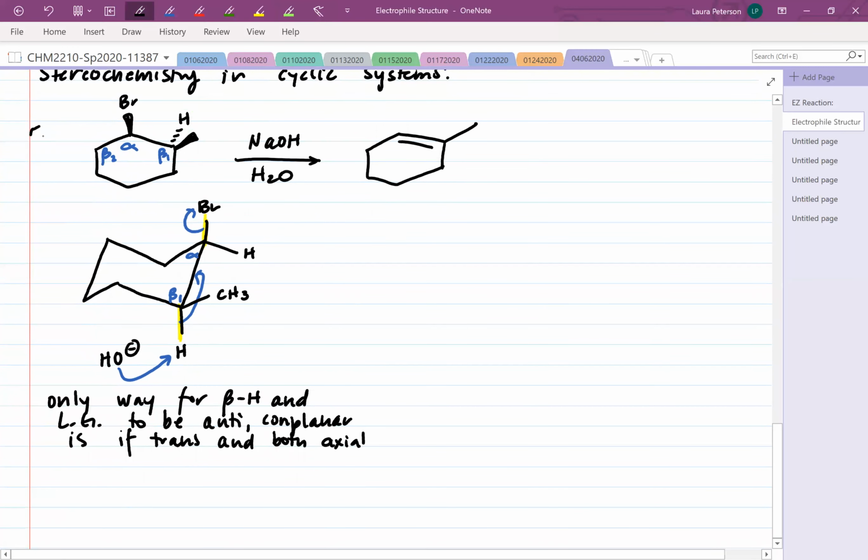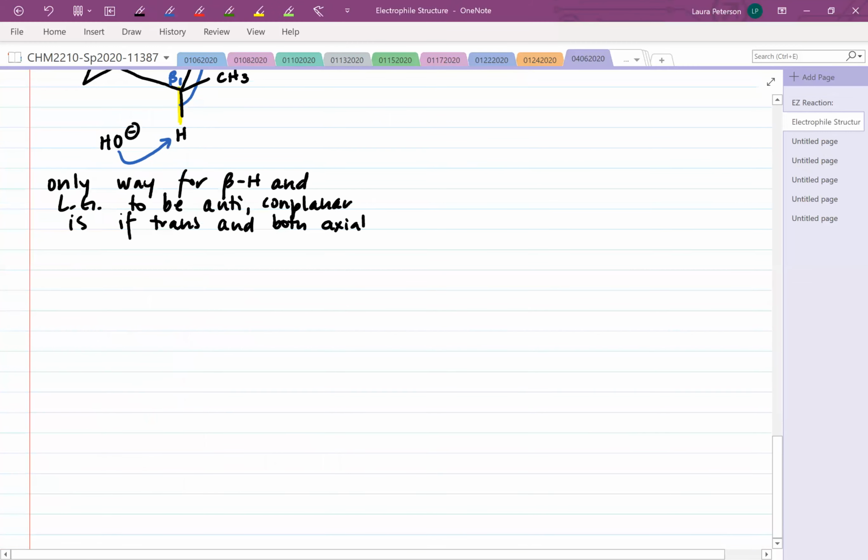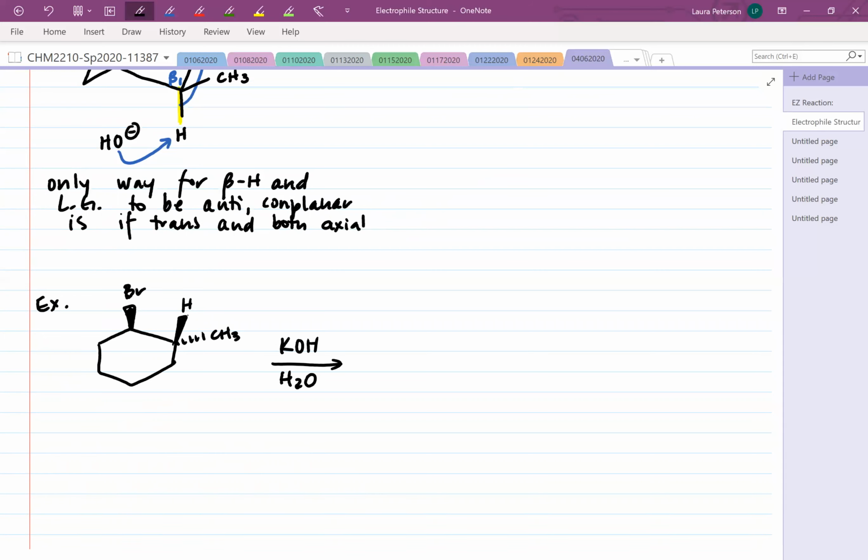Okay, so this was our first example. Let's compare that directly to this next example. So I'm going to invert the stereochem at the beta hydrogen position. I'm going to keep the bromine on a wedge, but now I'm going to put that methyl group on a dash. Same reaction conditions, KOH and water. Now my beta hydrogen that would give me my Zaitsev product is not able to adopt the anti-coplanar relationship because it is not trans to the leaving group. So I cannot remove that hydrogen.